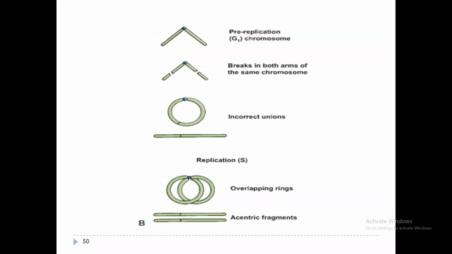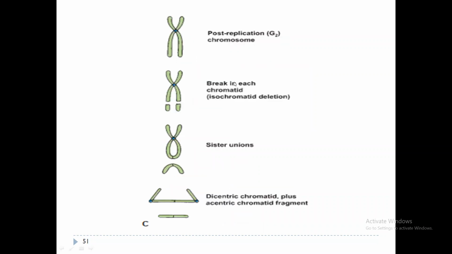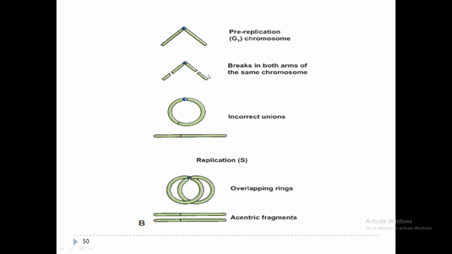Then this is another possibility in which pre-replication G1 chromosomes are there, and breaks occur in both arms of the same chromosome, and they are joined. But this is an incorrect union. They join like this. A ring has been formed, and the acentric portion, they join like this.